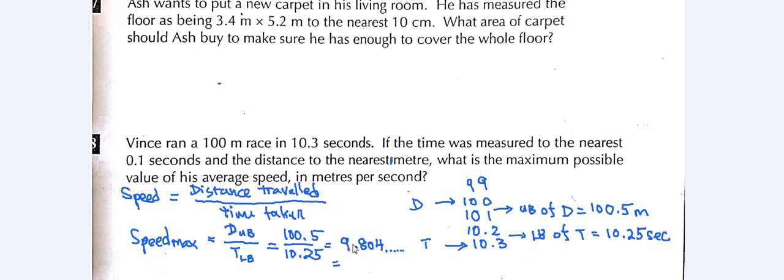Okay. Now, since it's a non-terminating and non-repeating number, if you want to put it to 3 significant figures, it will be 9.80. Okay. Now, the unit in the distance is meter, then divided by the denominator unit, which is second. So you write your answer to 3 significant figures. Okay, that's it.